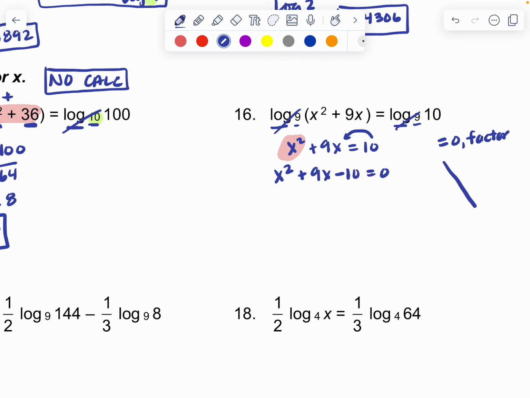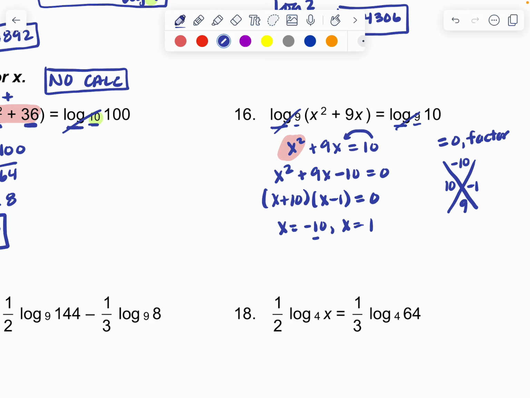Now this is big X factoring. So I want to find two numbers that multiply to give me -10 and add to give me 9. And that would be 10 and -1. So this is going to be x plus 10 times x minus 1 equals 0, which gives me that x has to equal -10 and x has to equal +1. Now again, let's double check this because both of them might work, or just one might work, or actually none of them might work.